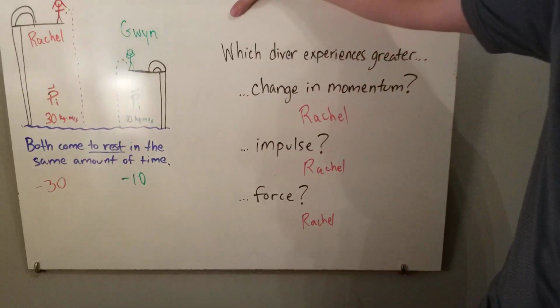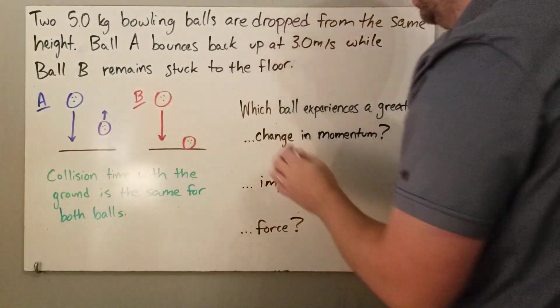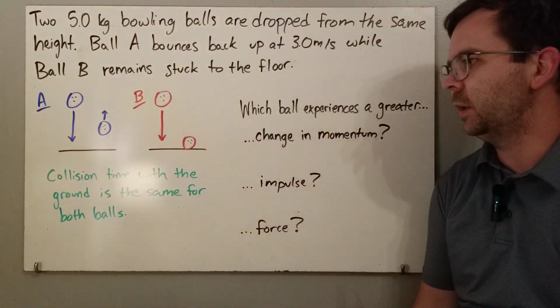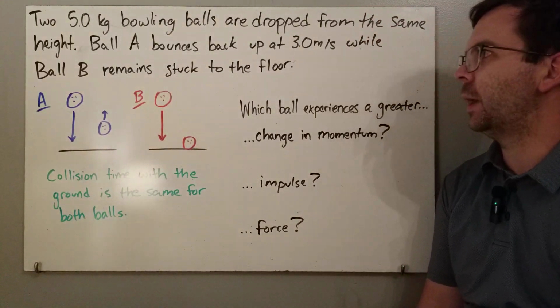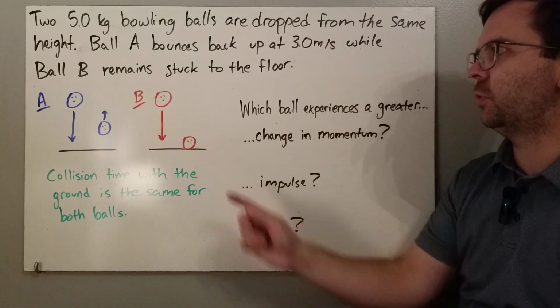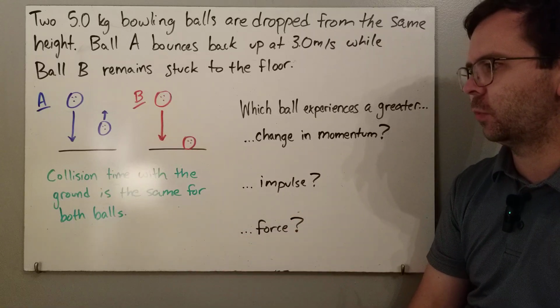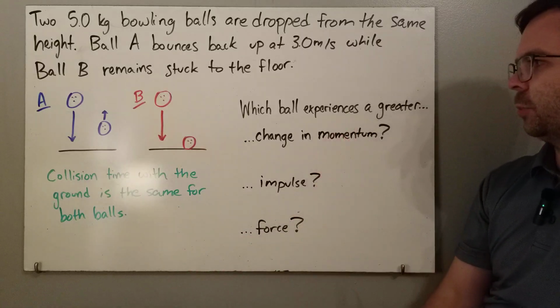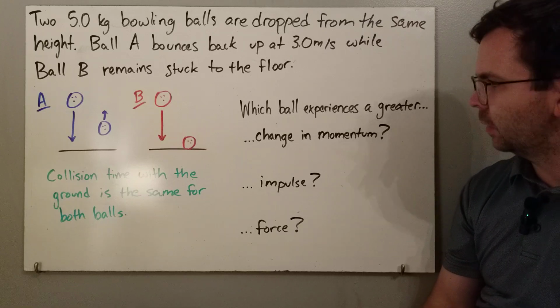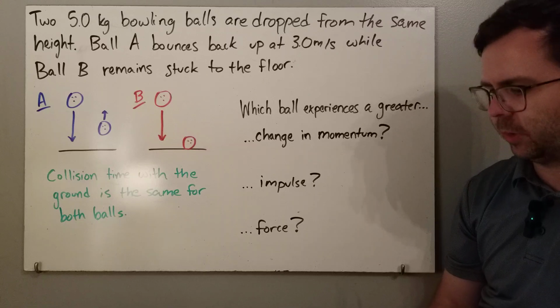All right, let's look at one last example. Here we have two bowling balls, 5 kilograms each, and they're dropped from the same height. Ball A hits the ground and bounces back up at 3 meters per second, while ball B remains stuck to the floor. It says here the collision time with the ground is the same for both balls. Which ball experiences a greater change in momentum, impulse, and force? So same question, different situation here.